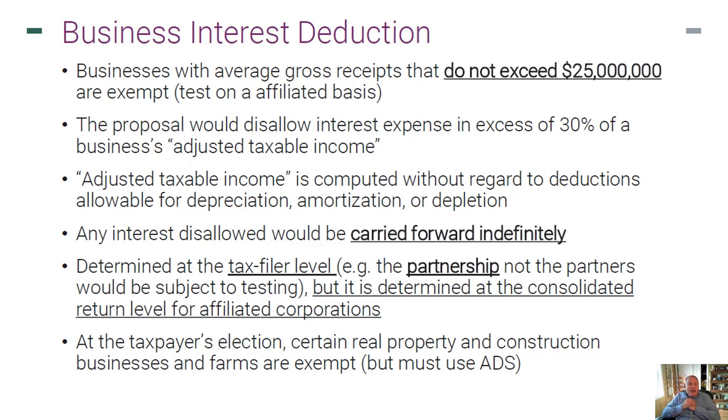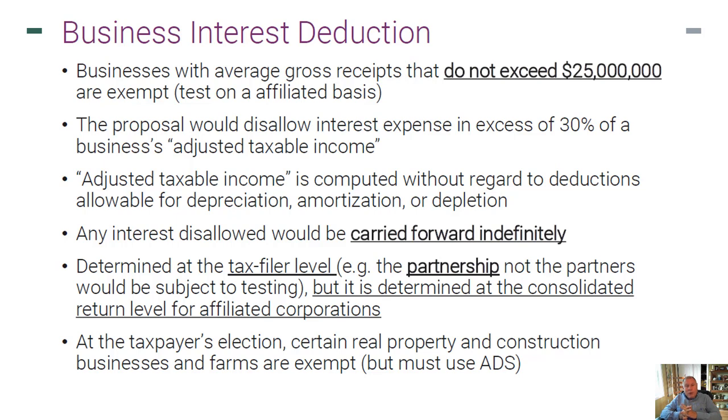The next thing they did, and some of this was policy, some of it was thoughtful, some of it was just stuff bolted on to make people feel better, some of it was political. And in this case, it was. Businesses with average gross receipts, revenue, that do not exceed $25 million are exempt. Okay?